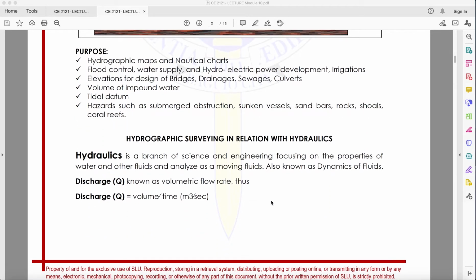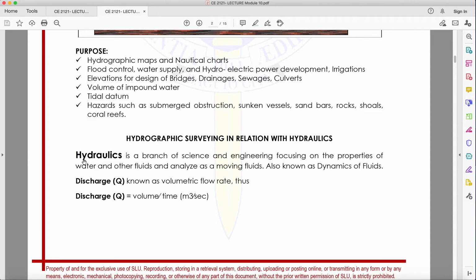Okay, so hydrographic surveying in relation to hydraulics. I believe by now you should already be finished with your hydraulics. So what is hydraulics? Just a recap: hydraulics is a branch of science and engineering focusing on the properties of water and other fluids, and analyzes a moving fluid, so also known as dynamics of fluid.